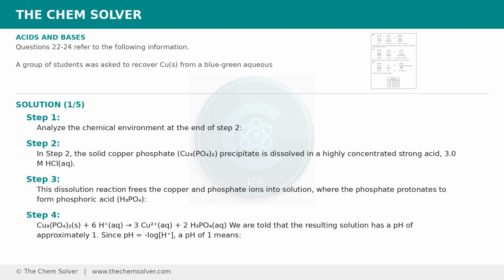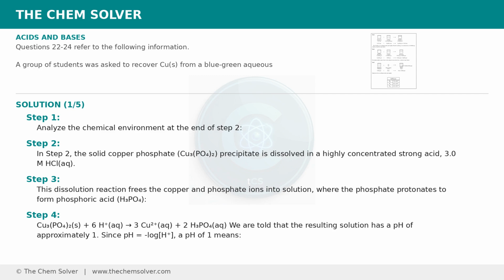Analyze the chemical environment at the end of Step 2. In Step 2, the solid copper phosphate, Cu3(PO4)2, precipitate is dissolved in a highly concentrated strong acid, 3.0 molar HCl. This dissolution reaction frees the copper and phosphate ions into solution, where the phosphate protonates to form phosphoric acid, H3PO4.